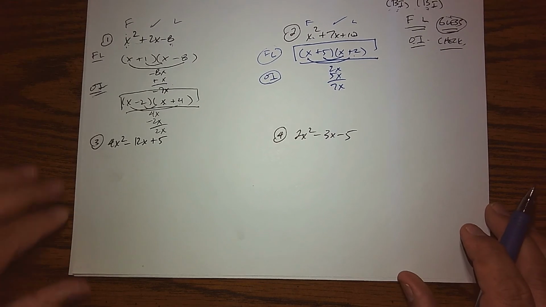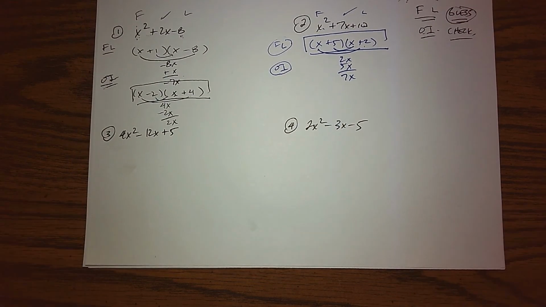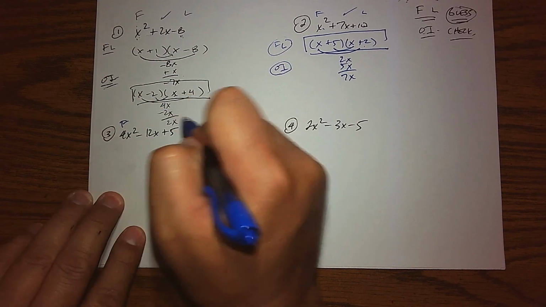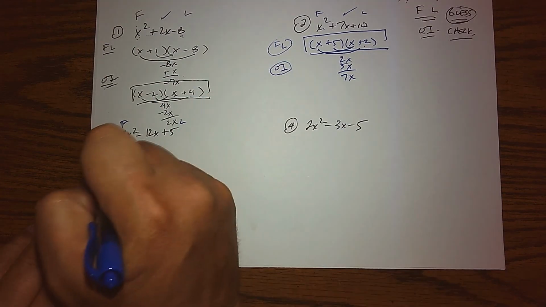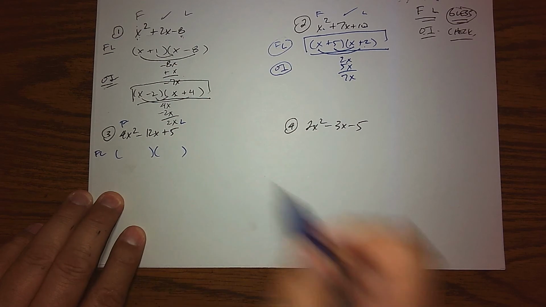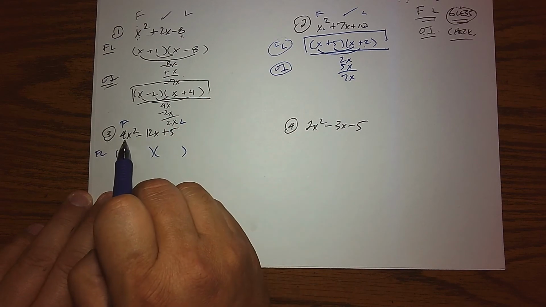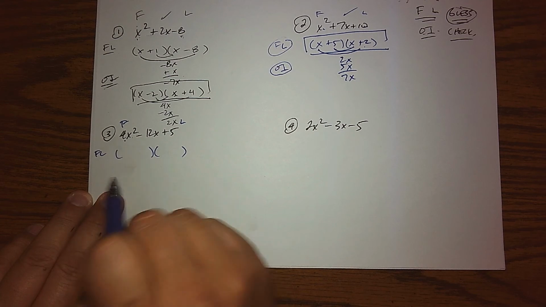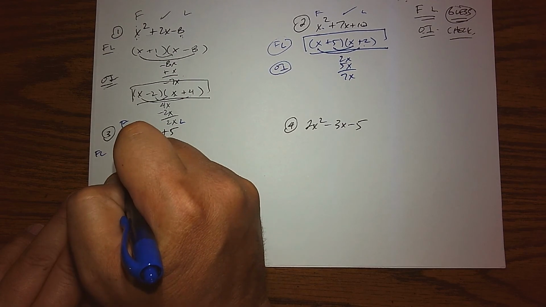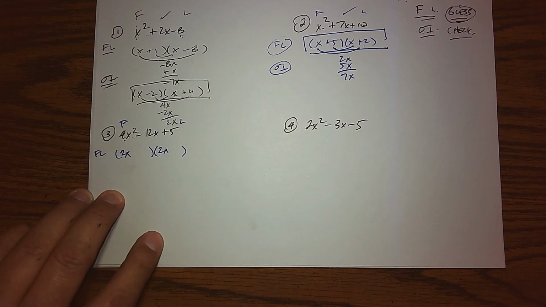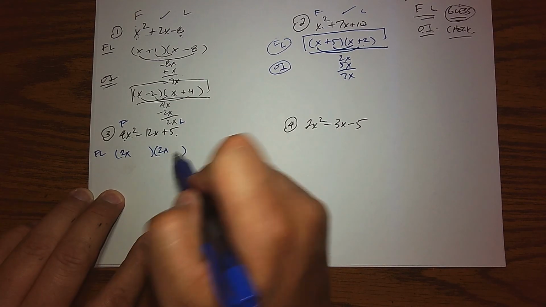All right, number 3, a little more going on. We've got more things happening, but the idea remains the same. Here's my F, here's my L. That creates my guess. So what times what is going to create that? First, 4x squared. What two things multiply to 4x squared? Well, maybe that's a 2x and a 2x. Maybe that works. What about my last term, 5 and 1?